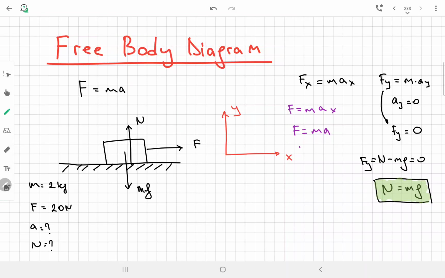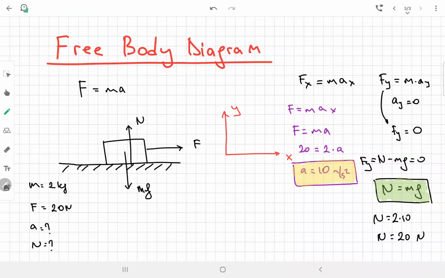So force equal to 20, mass 2, acceleration a. So this acceleration equal to 10 meters per second squared, for example. It will accelerate to the right with this acceleration. Normal force equal to mg, weight, which is 2 kilograms, and it will be 2 times 10, gravity approximately 10. So normal force will be 20 newtons.